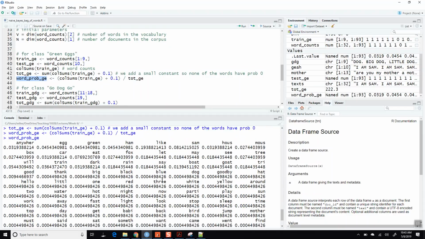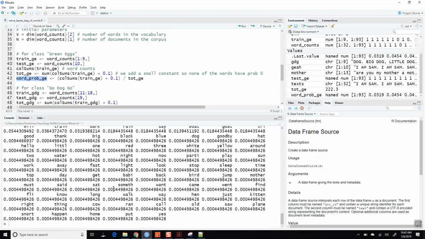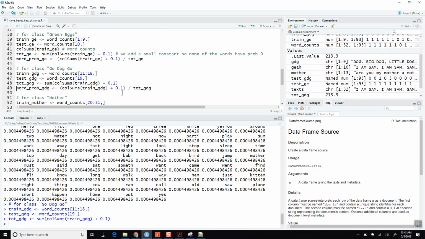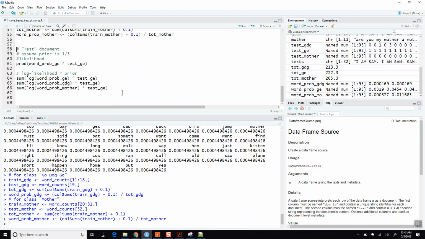So the word probability, after I add 0.1 and add them up, the word like shows up with a probability of around 19%, ham shows up with a probability of a little under 5%, and all of these other words that showed up 0 times show up with a very small probability, but a non-zero probability, okay? And I go ahead and create these word probability vectors for each of these classes here, okay? And so now I have a word vector, okay?